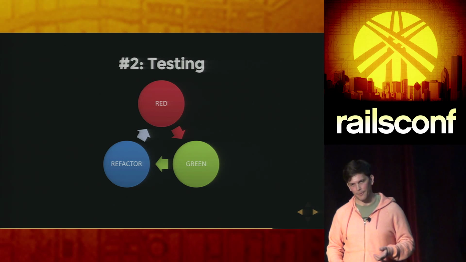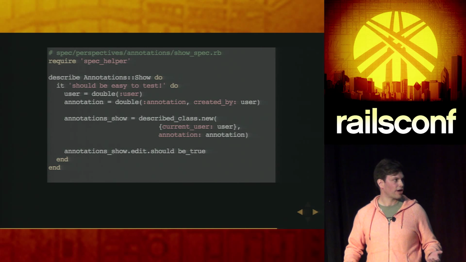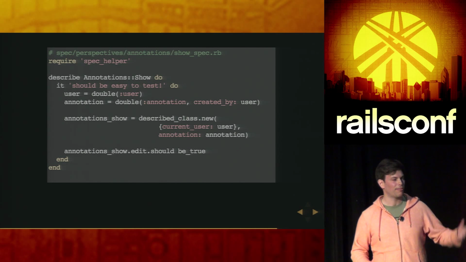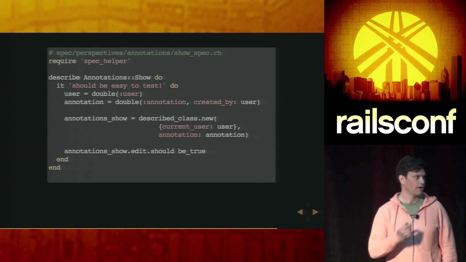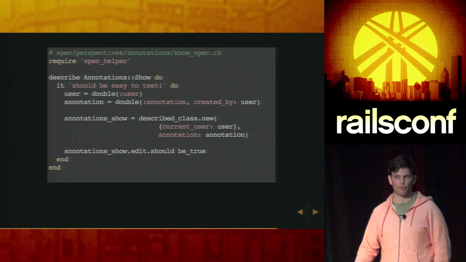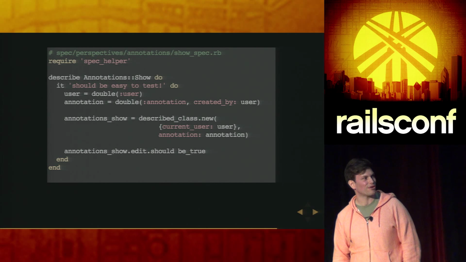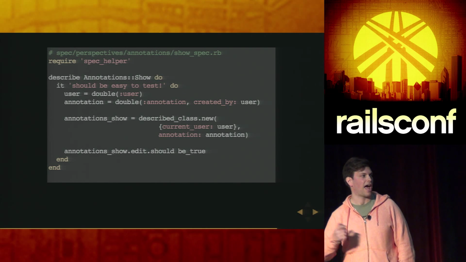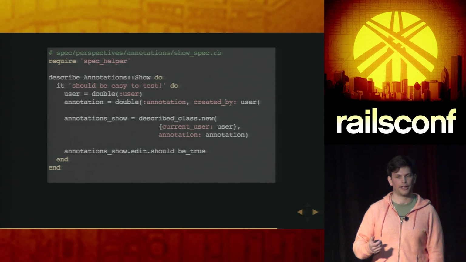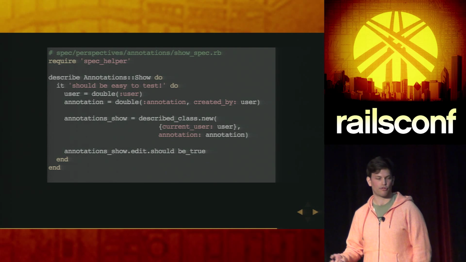And this is really bad. A perspective is just a frickin' object. You just new it up and pass it the data it needs, and then you can test your logic. So here I'm just creating a test double. Test doubles are important in testing. Test double for a user, test double for an annotation. I'm creating this new perspective, and then I'm asking it if the edit link is true and verifying that it should be showing that.